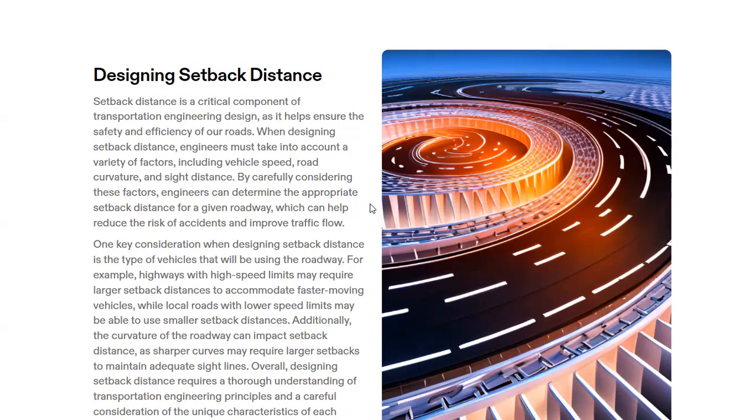One key consideration when designing setback distance is the type of vehicles that will be using the roadway. For example, highways with high speed limits may require larger setback distances to accommodate faster moving vehicles, while local roads with lower speed limits may allow a smaller setback distance. Additionally, the curvature of the roadway can impact setback distance, and sharper curves may require larger setbacks to maintain adequate sightlines.